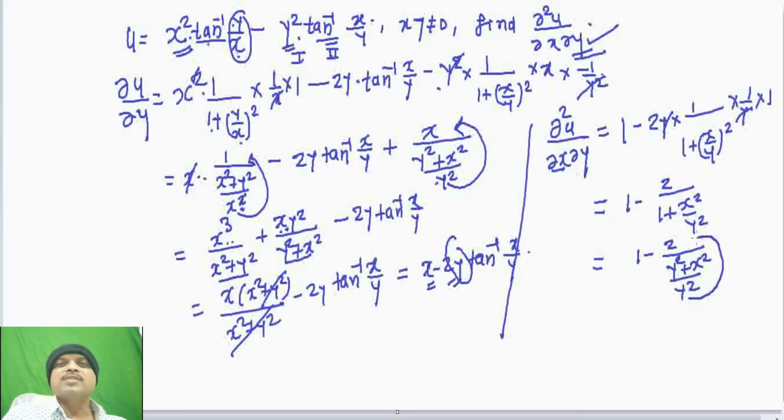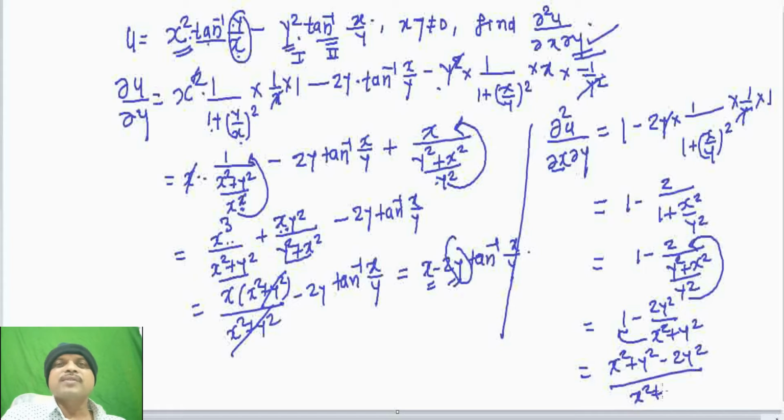Okay, now transfer this y square here, equal to 1 minus 2y square divided by x square plus y square. Again we can simplify this, we can take the LCM of this, x square plus y square minus 2y square, whole divided by x square plus y square. So from this y square and minus 2y square, we can write this as minus y square. So the final answer we get is that this derivative delta 2u by delta x delta y is equal to x square minus y square divided by x square plus y square.